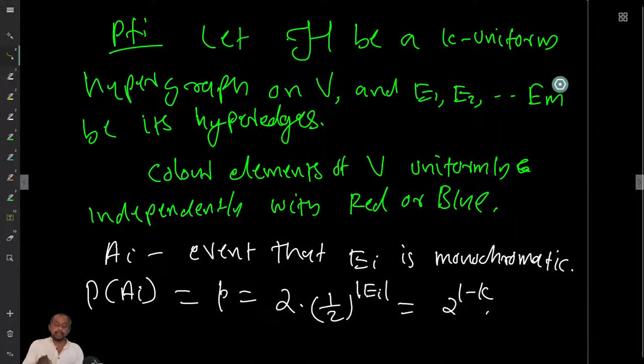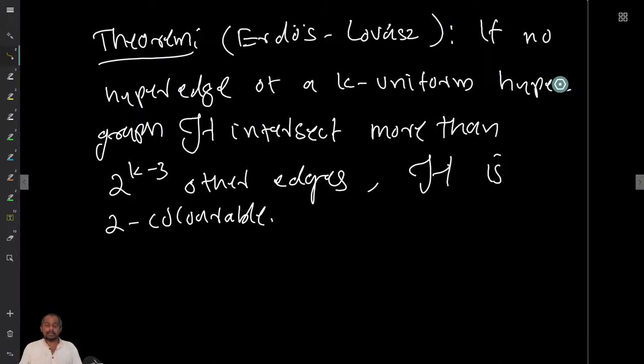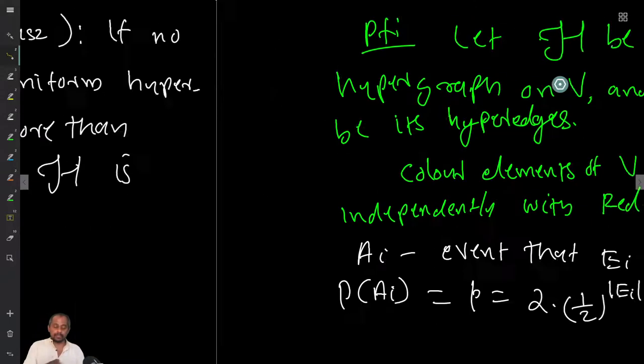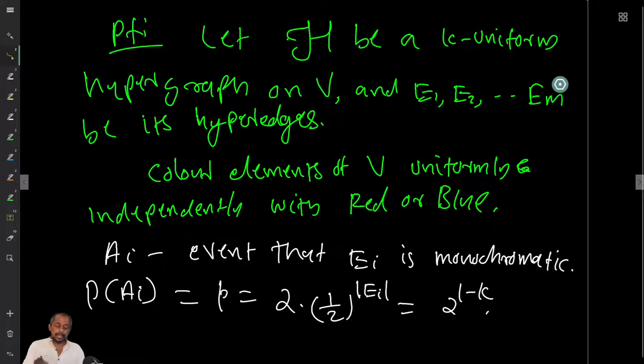Now we are going to two-color the elements of V uniformly and independently at random with two colors, red and blue. And then we are going to define our bad events. What is a bad event for us? A bad event is that a hyperedge becomes monochromatic. So Ai is the event that the edge Ei becomes monochromatic.